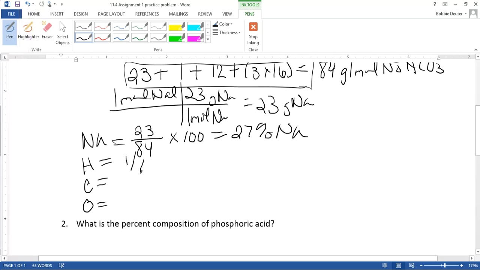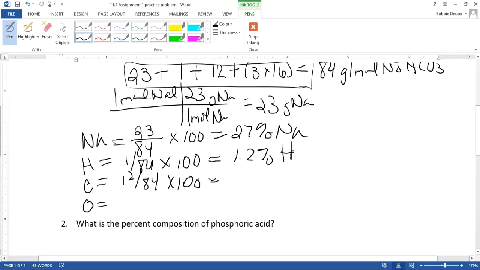Hydrogen is 1 over 84 times 100, and you get 1.2%. Again, we're labeling each of our elements. Carbon, 12 over 84 times 100. Ooh, my pen doesn't want to work. And in this case, you get 14.3% carbon.